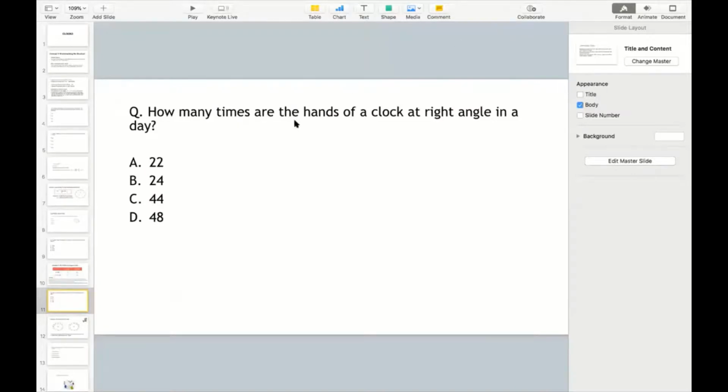Between 0 and 180, every angle will occur 44 times in a day.